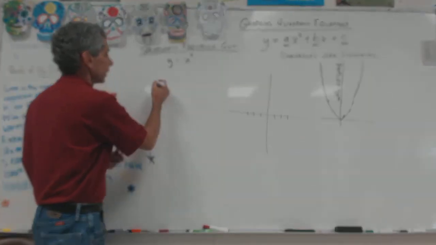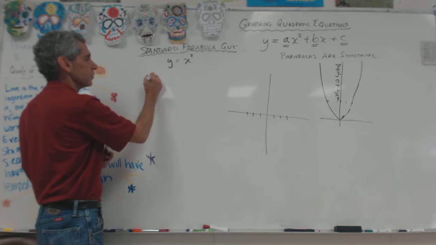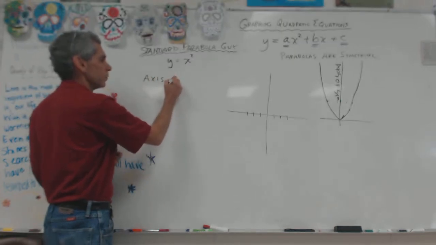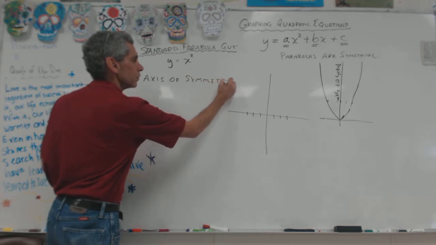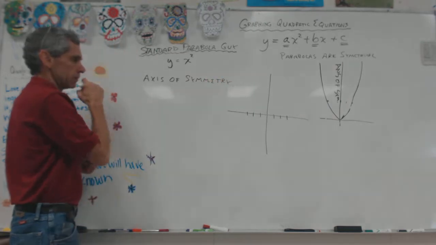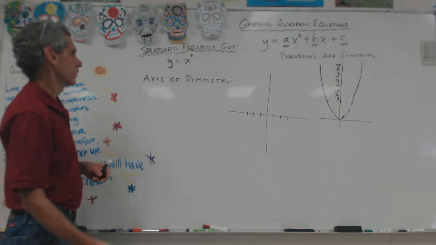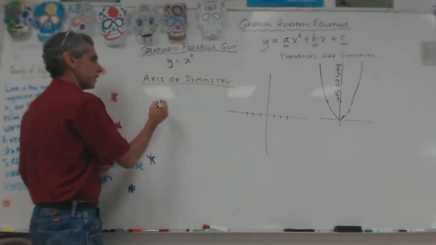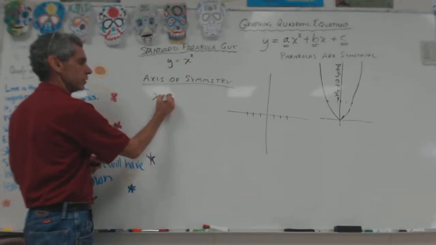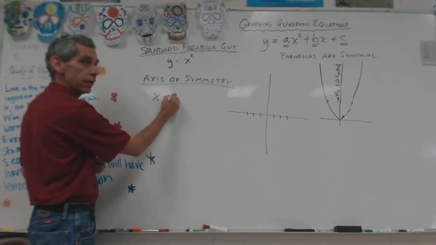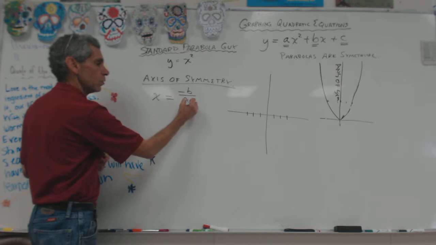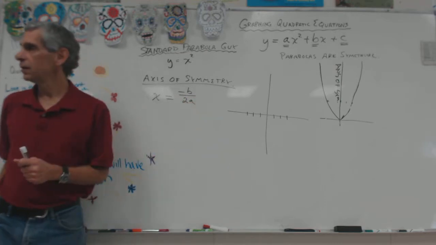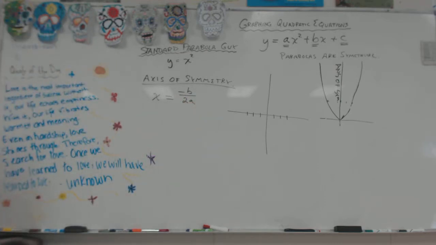So let's try this. Now the axis of symmetry. This is a very, very famous formula, and it's extremely useful. Okay, axis of symmetry: x equals, not y equals, x equals negative b over 2a. Negative b over 2a. Write that down.